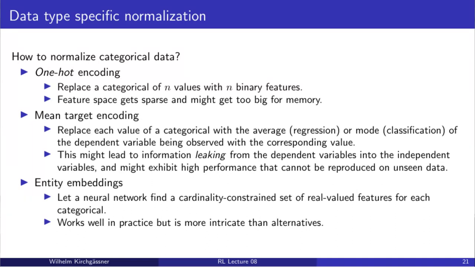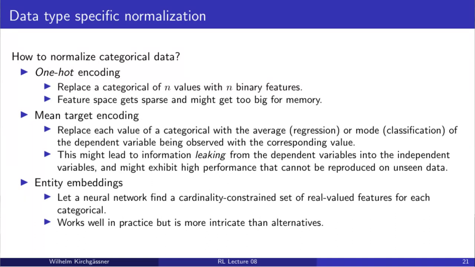And the third way would be entity embeddings. This is the most sophisticated way to normalize categorical data, where we would use a neural network that would just map the categories into a reduced set of output neurons, like 50, for example, 50 output neurons that all can have different real valued numbers. So you have 50 real valued numbers which represent a certain category, and you don't give the rule for this mapping. The neural network would need to find out itself how to find this mapping.